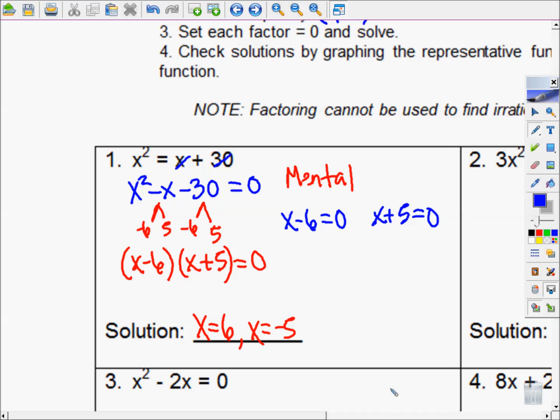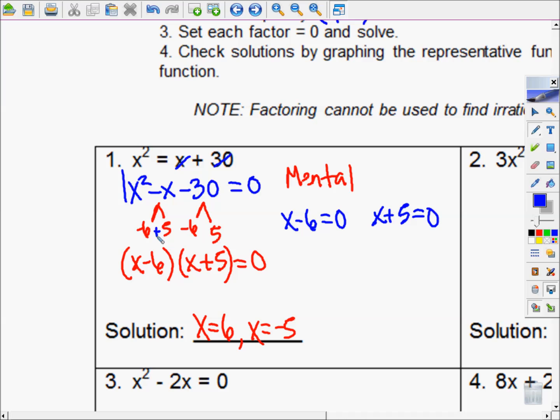Alright, here we go. So, recap. We did mental because our leading coefficient was a 1. When we did mental, we realized that negative 6 times 5 gives us negative 30, and negative 6 plus 5 gives us negative 1. And so our factors were x minus 6 times x plus 5, and this still equals 0.